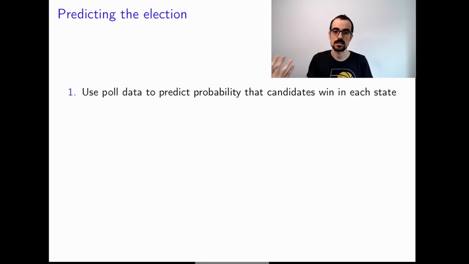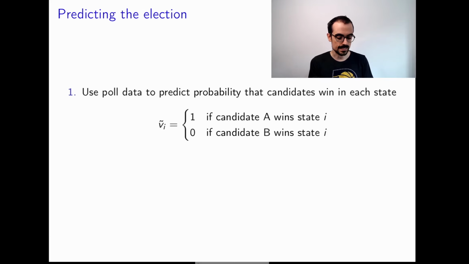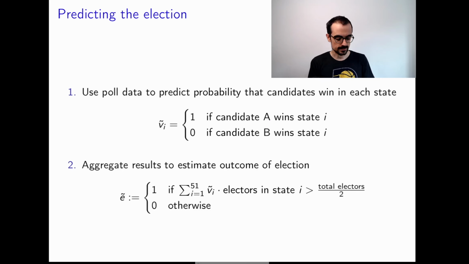You might have heard, for example, about the 538 prediction model. Well, what they do is they use poll data to predict the probability that each candidate wins in each state. So let's define a random variable vi, which is equal to 1 if candidate A wins state i, and is equal to 0 otherwise. Once you have predicted the probability that each candidate wins in each state, you have to aggregate all of those probabilities to determine the probability that the candidate wins the whole election. We're going to represent that by the random variable e, which is equal to 1 if candidate A wins the whole election and to 0 otherwise.